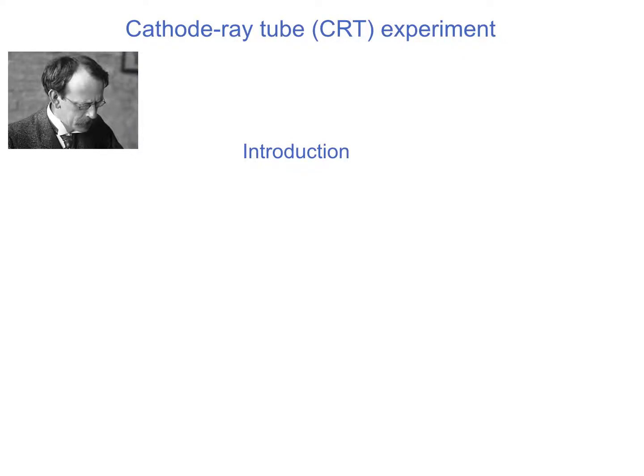Hello. In this episode, we're going to look at the cathode ray tube experiment, where cathode rays are produced and studied to demonstrate that atoms are divisible. This was first demonstrated by JJ Thomson, and he won a Nobel Prize in 1906 for this experiment.